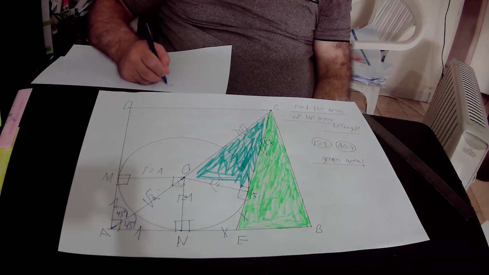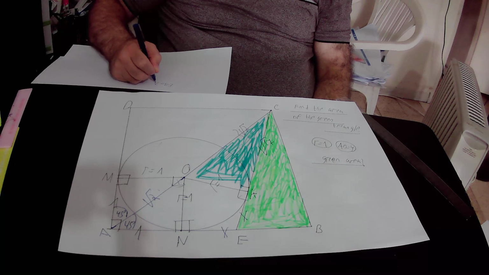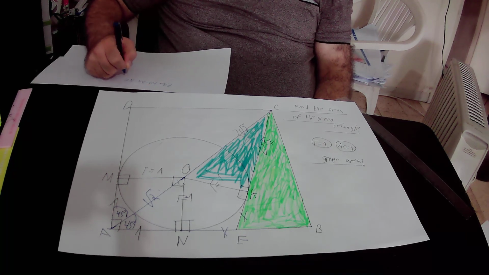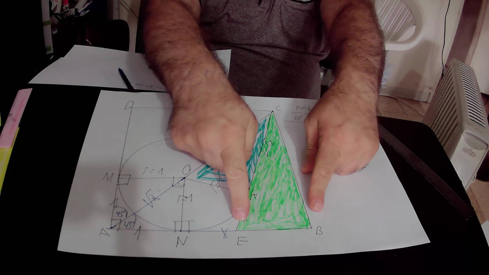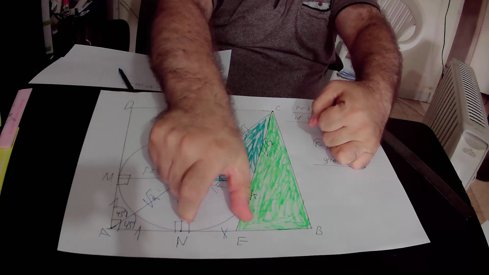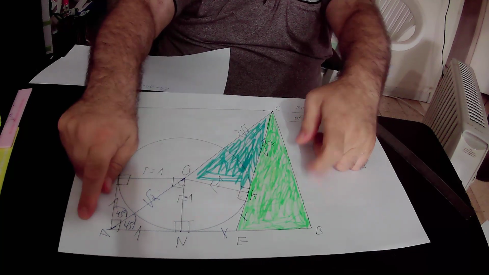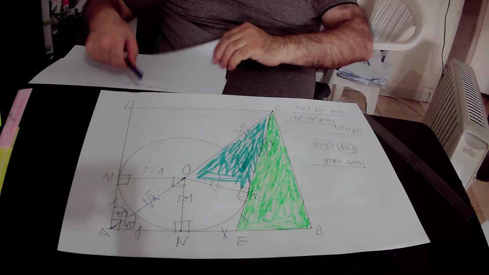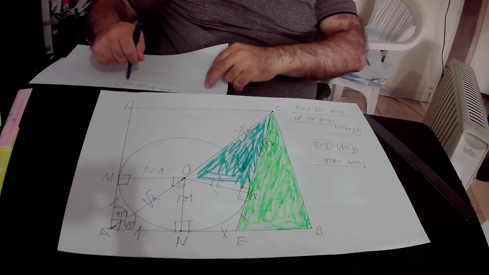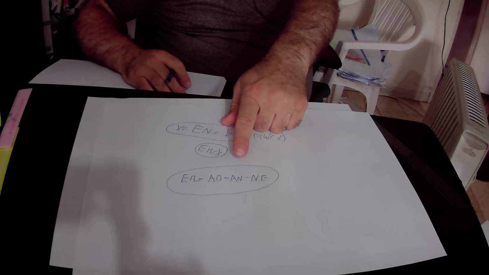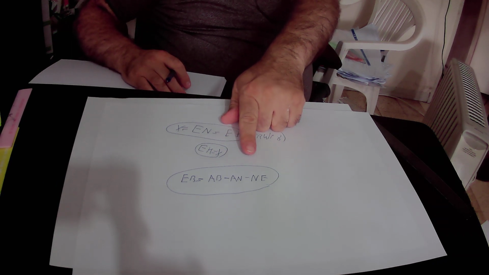From the drawing you can see that line segment EB equals AB minus AN minus NE. Again, AB minus AN minus NE equals EB. I will repeat again: EB equals AB minus AN minus NE.